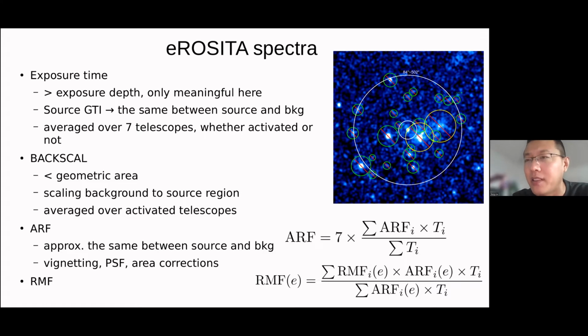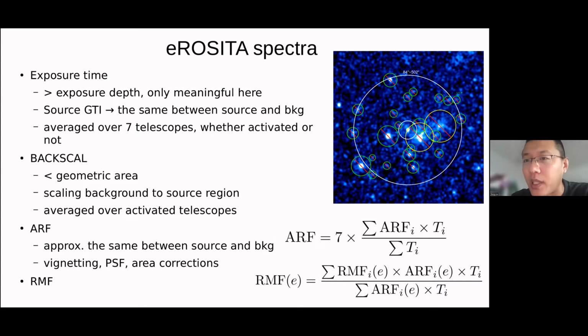We have seven telescopes. Each spectrum is extracted from each of the telescopes and then combined. So the exposure time is averaged among all of them. Another important parameter is the extraction area.